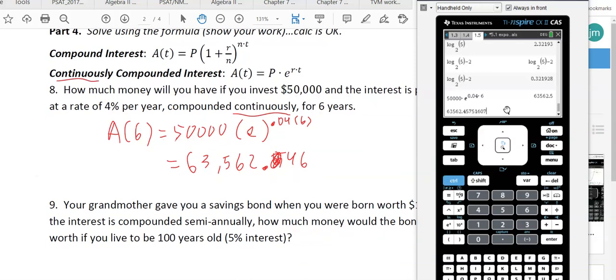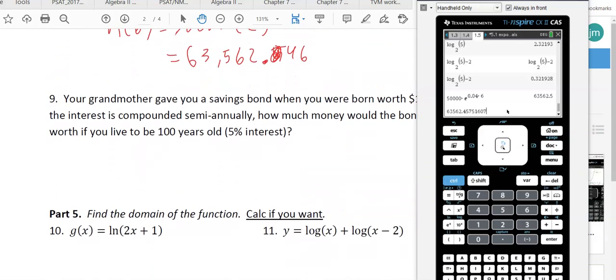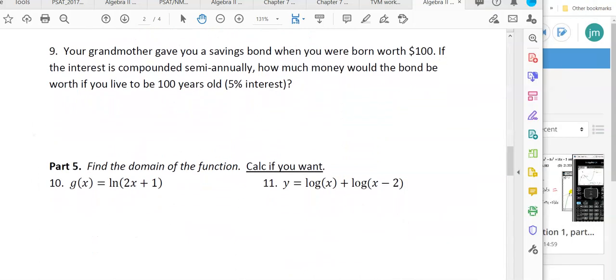63,000. That's okay. That's all right. Let's see this one. Your grandmother gave you a savings bond when you were born worth $100. Interest is compounded semi-annually. How much money would the bond be worth if you lived to be 100 years old at 5% interest? Okay, so let's try this one.